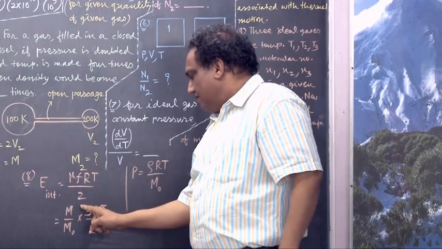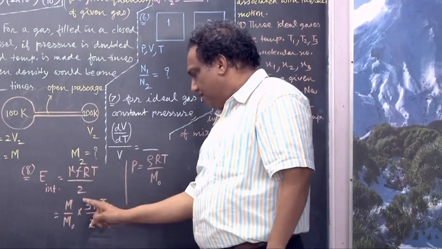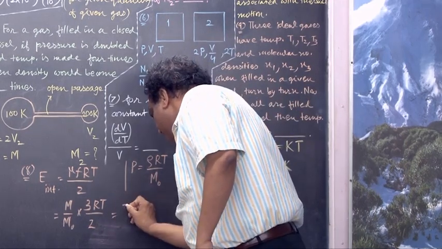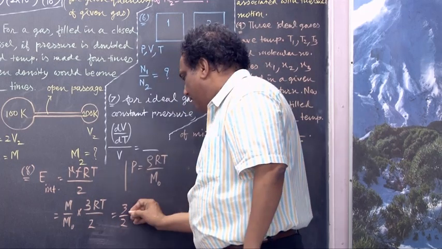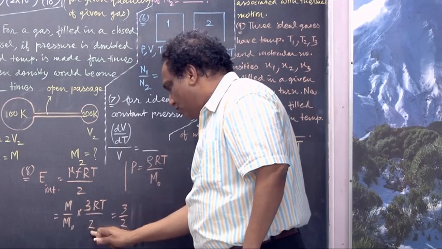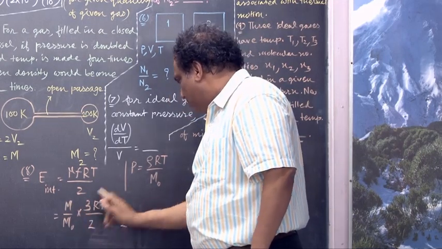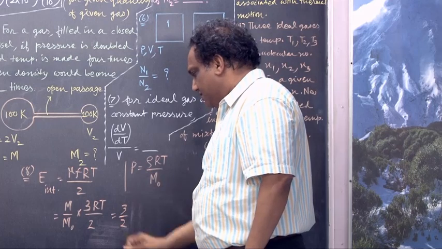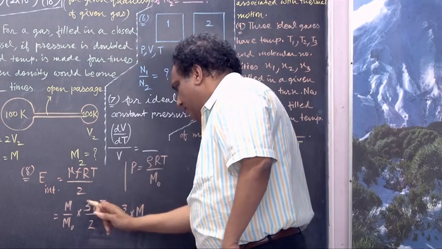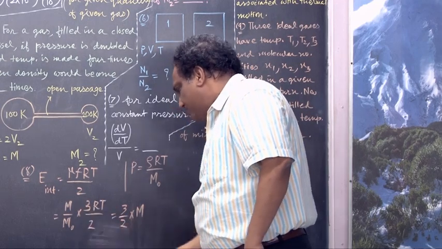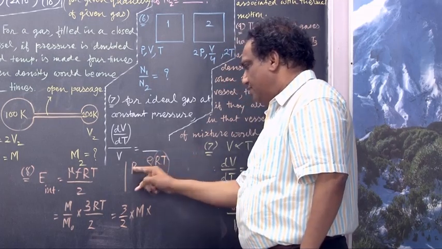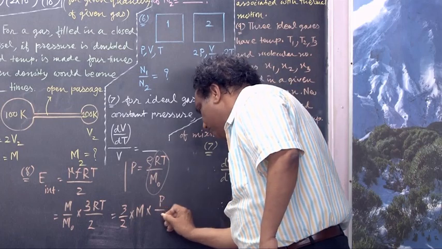Now tell me, 3R upon 2. I am writing 3 by 2, then R. Then 3 by 2, then RT upon M0. I can find it out from here, correct? So 3 by 2, then into M, and into RT upon M0. RT upon M0 you can find out from here. It is P upon rho.